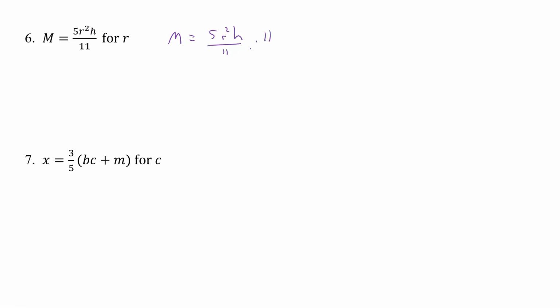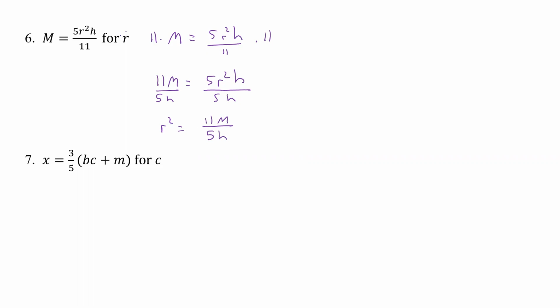So I need to multiply by 11 to get rid of that here. So I'll multiply that by 11 as well. So now I have 11m equals 5r squared h. Now to get r by itself, I have to divide by 5h. So now I have r squared equals 11m over 5h.